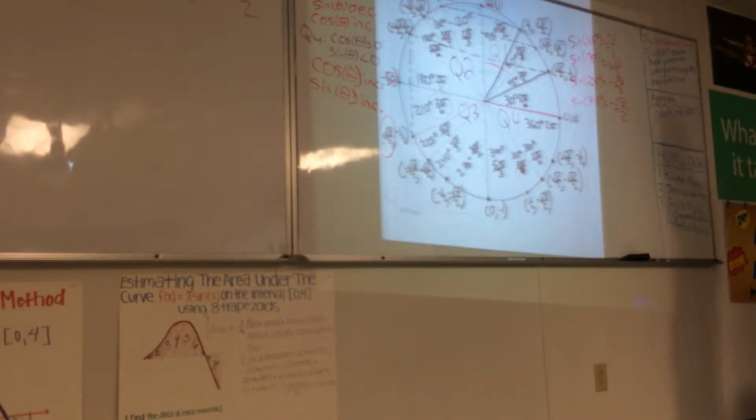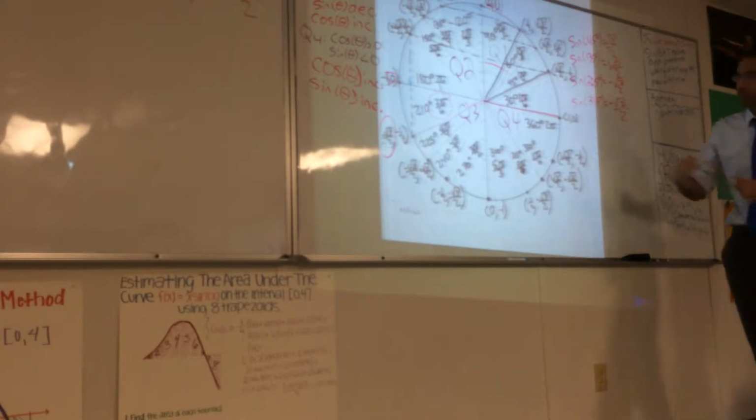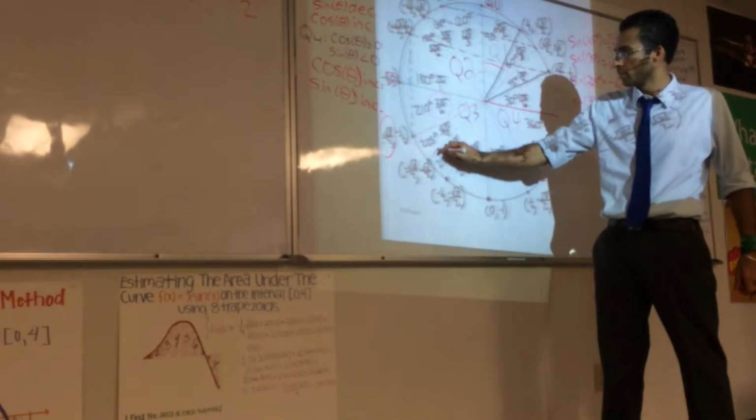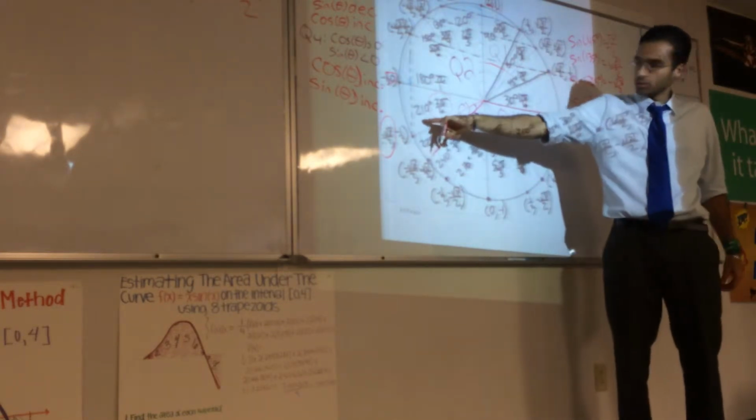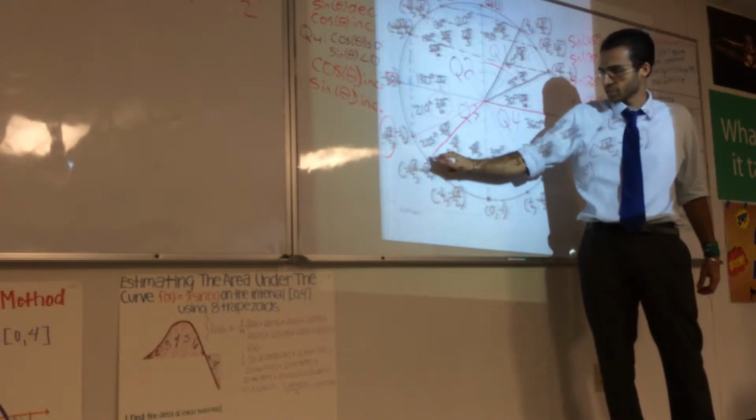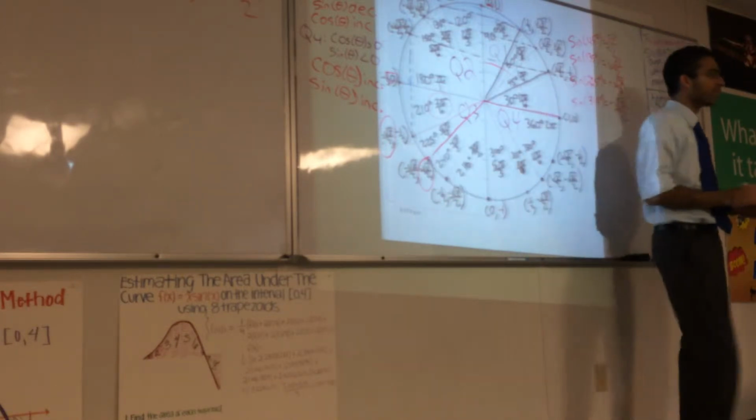So the pattern is, Luis? Wait, isn't it supposed to be negative? Yeah, isn't it supposed to be negative 1? Which one? Sine of 225. So here's 225. Oh, it's the other one. This is 210. This is 225. So the sine of 225 is negative root 2 over 2.